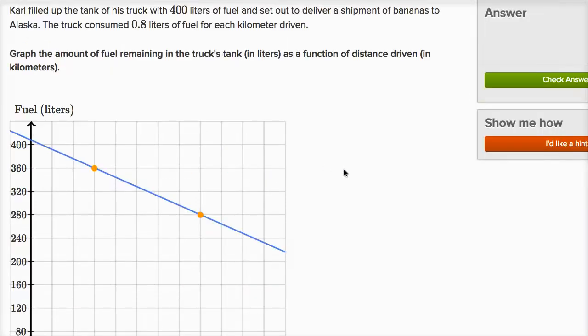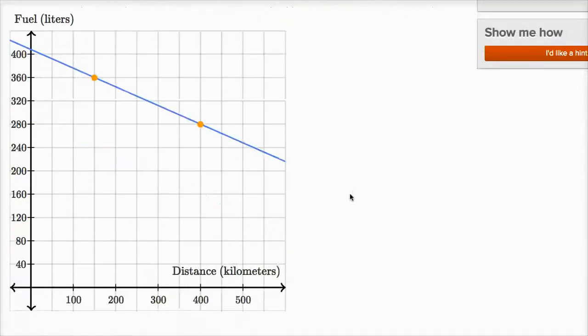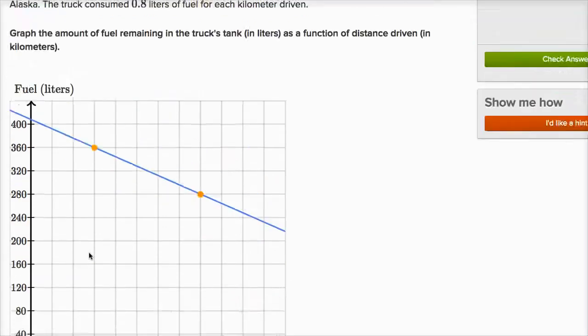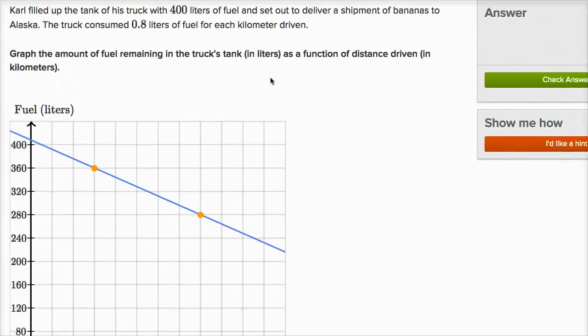Well, the first thing that we might want to think about is, what about before we've traveled at all? That might be an easy thing to figure out. What was the amount of fuel in the tank when we haven't traveled at all? They tell us that in this passage. I encourage you to pause the video and think about that.